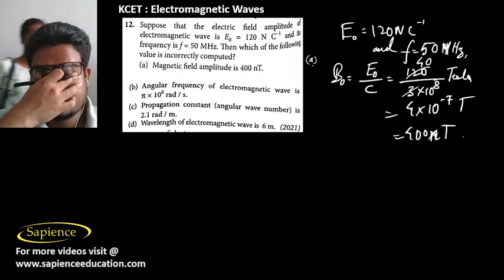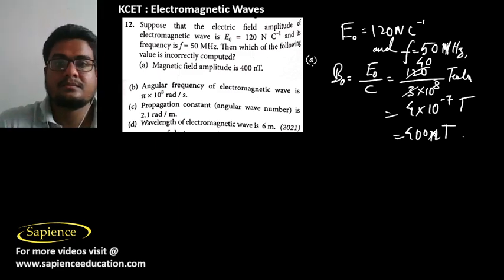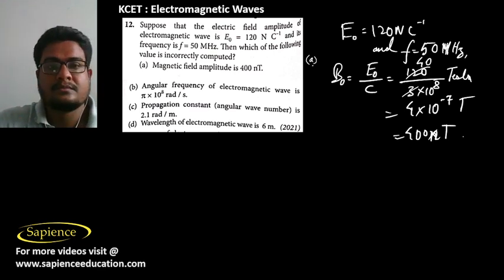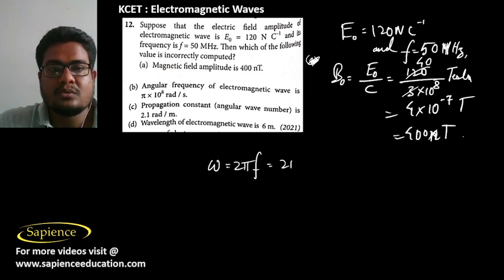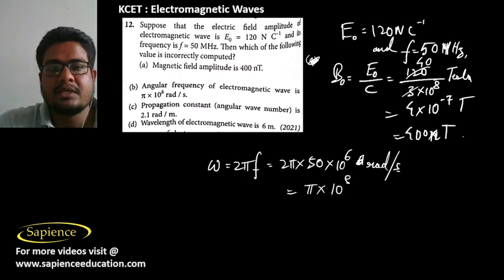So the first option is correctly computed. The angular frequency of the electromagnetic wave, omega, will be 2 pi into f, which is 50 megahertz, so 50 into 10 power 6 hertz. That will be in radian per second, 100 pi, that is pi into 10 power 8. So this is also correctly computed.